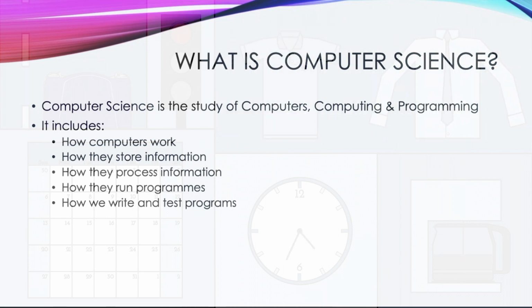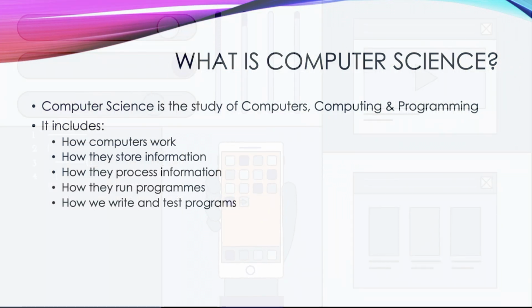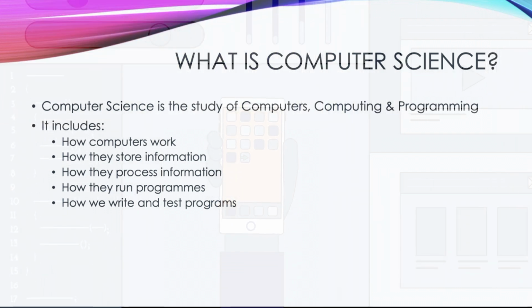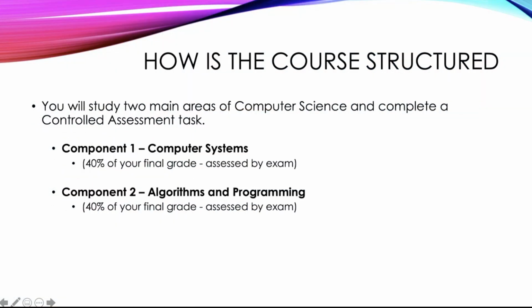How do they process information? So, when we are saving things or we're doing calculations or we're running programs, what are the different stages of that inside a computer? How do they open a file for you? How do they save a file for you? How do they run a program? What are the different steps that it goes through? And we also look at writing our own computer software, writing our own programs and learning about the importance of testing them and making sure that they work properly and they are fit for their purpose.